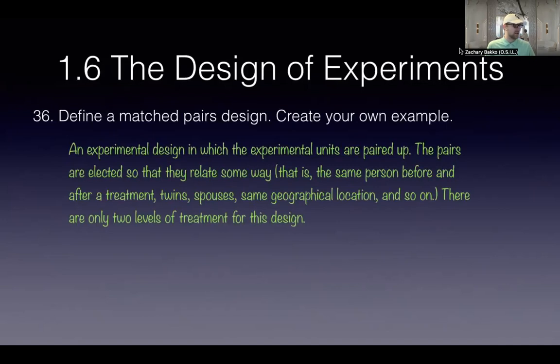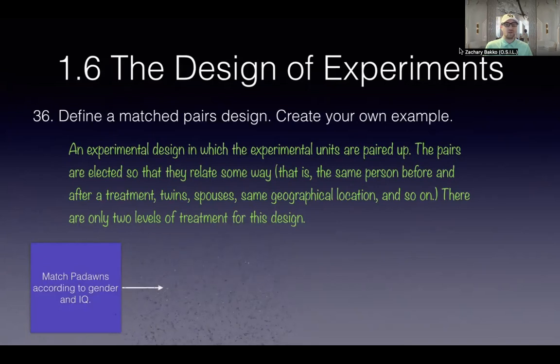The pairs are selected so that they relate in some way, that is, the same person before and after a treatment, twins, spouses, same geographical location, and so on. There are only 2 levels of measurement for this study. So how this looks is we're going to have, let's say we match Padawans according to gender and IQ.